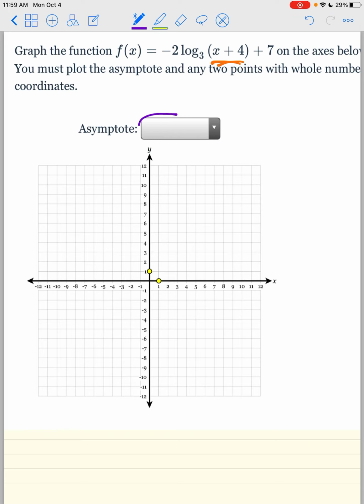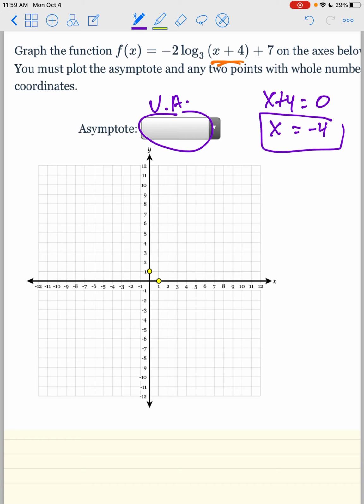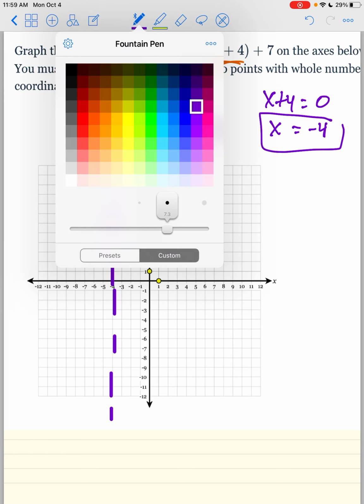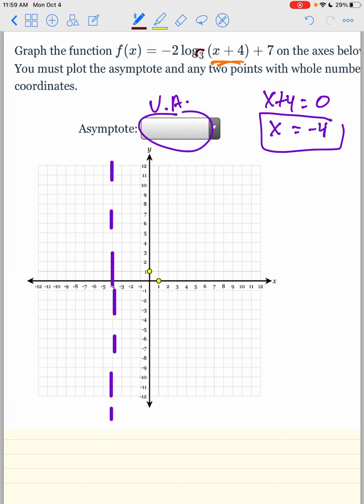Okay, let's try another one. First, let's find the vertical asymptote. You take the inside and you set it equal to 0. You minus 4. And so there's a vertical asymptote at x equals negative 4. So I hope you see that. Now, this is the part where people have trouble. This is the base 3. So what do I want? I want always a 1 and a 3 to be in here.